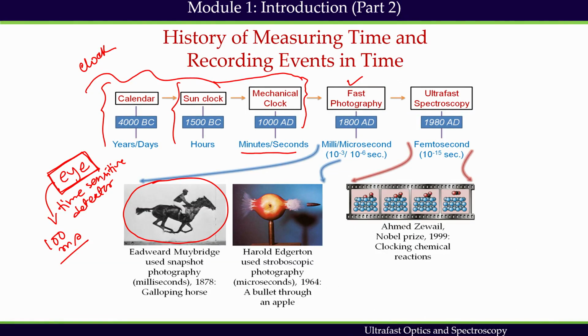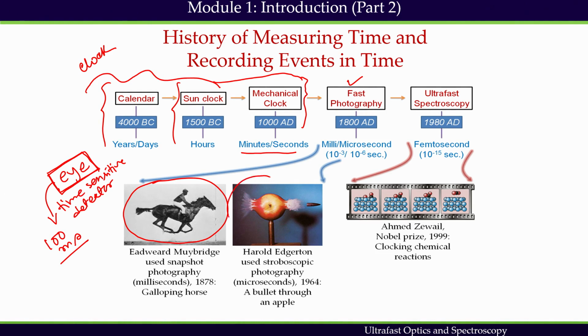So, the response time of this kind of snapshot photography depends on how quickly I open the shutter and close the shutter. That was the limitation, and it was millisecond at that time in 1800. Then the fast recording technology was shifted from mechanical to optical, resulting in stroboscopic photography performed by Edgerton for the first time in 1964.